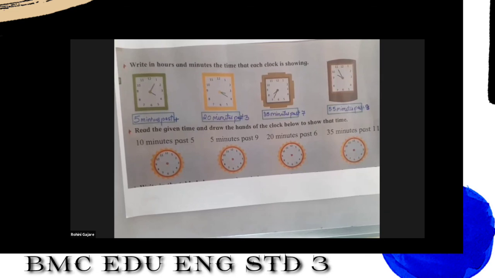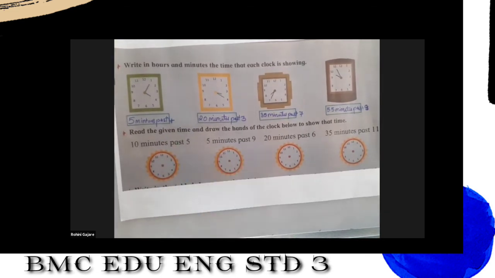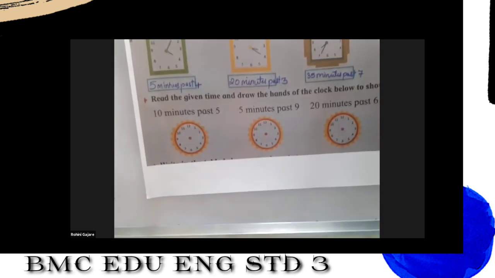The next is what? It's given. Read the given time and draw the hands of the clock below to show that time. Now we are going to draw the hands. It's very easy. The time is given and you have to draw the hands. The first time is 10 minutes past 5. So how are you going to draw? Yes.